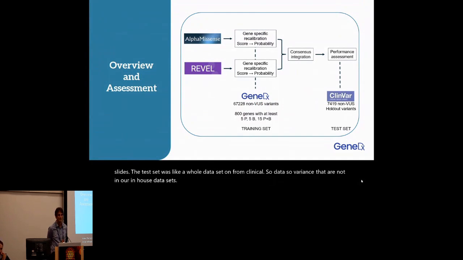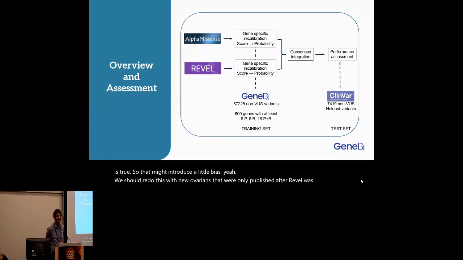But certainly REVEL probably was trained indirectly on a lot of those variants, right? Yeah, that is true. So that might introduce a little bias. So we should redo this with newer variants that were only published after REVEL was finalized. Yeah. Yes.